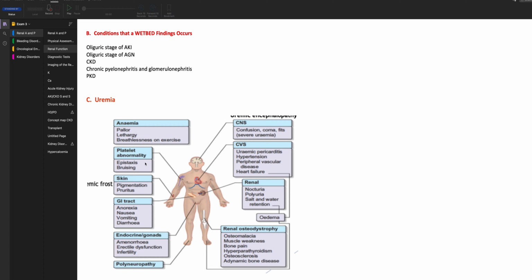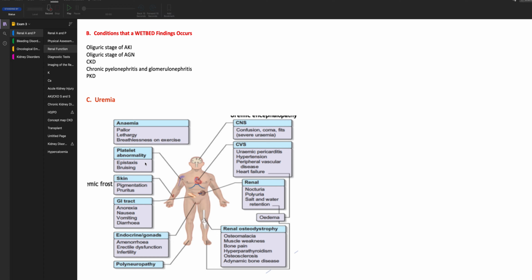So uremia also irritates mucous membranes. So your patient may have stomatitis, gastritis, right? Because it hurts the mucous membranes. Endocrine, they're going to have sexual dysfunction. They are going to have peripheral neuropathy, hands and feet.